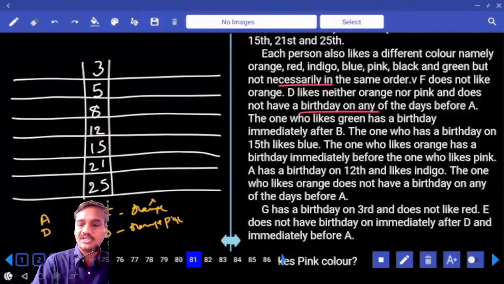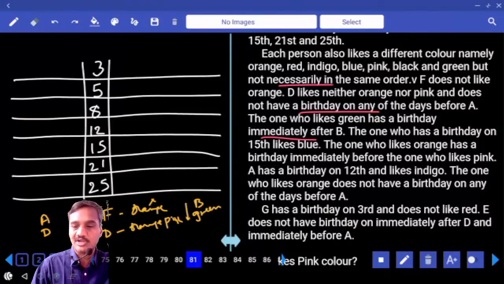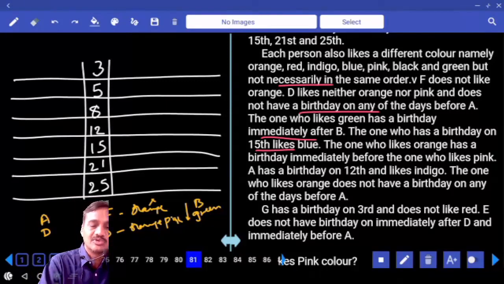The one who likes green has a birthday immediately after B. And green is immediately after B. B and green must be together like this. The one who has a birthday on 15th likes blue. And 15th likes blue, hence blue is fixed now. Blue fixture. Now blue is here.